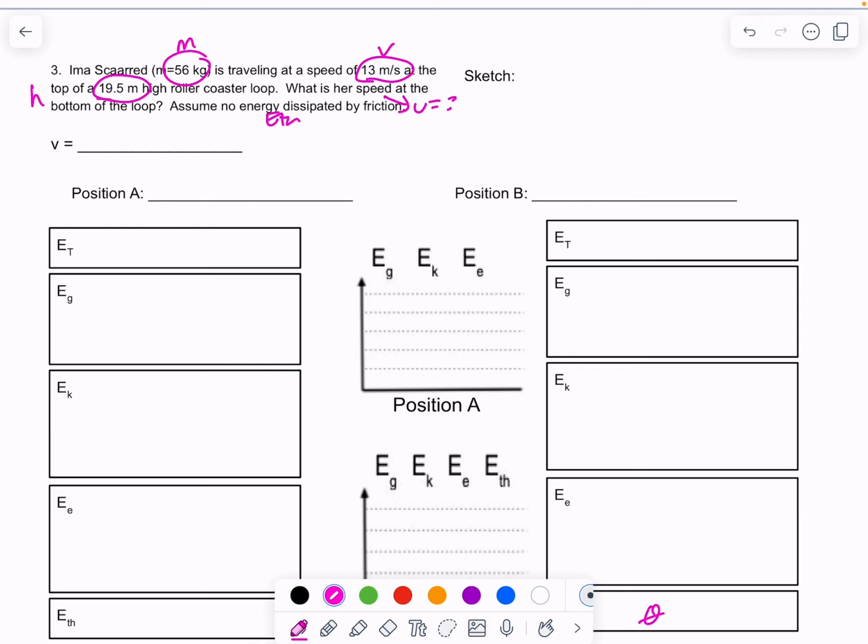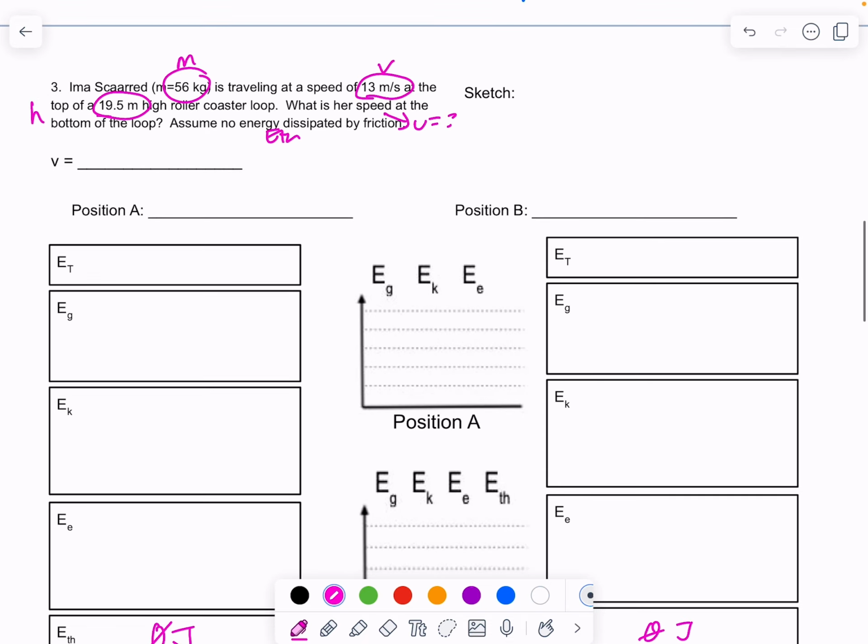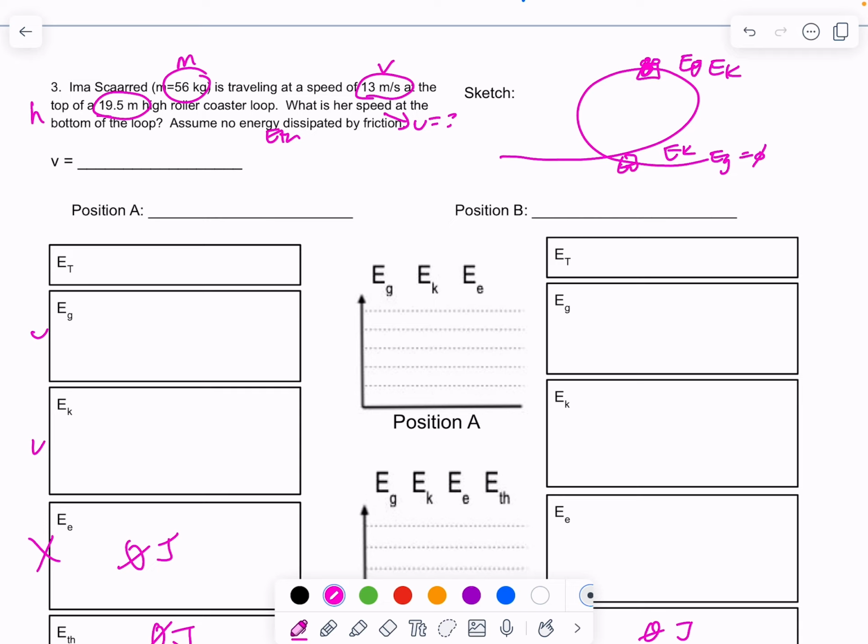So let's go ahead and fill that in as a 0, and at the initial, it's always a 0. Let's look at a little picture here. She's at the top of a loop, up here, so she's going to have EG because she's above the ground, and EK. No springs or anything, so that's 0. Then I want to know her speed at the bottom of the loop. That's going to be an EK, and there's no EG there because it's at the bottom.